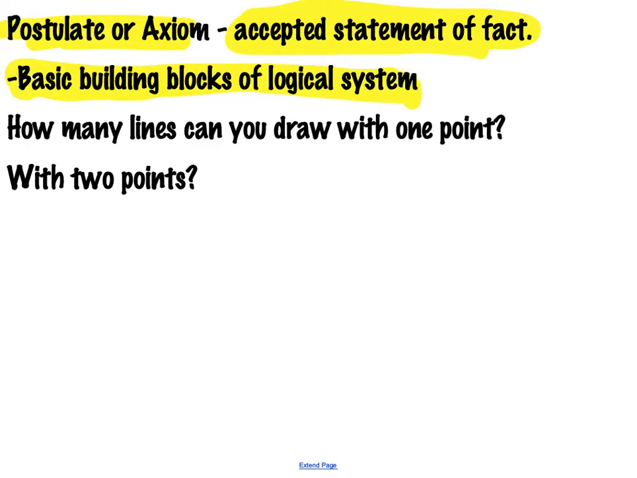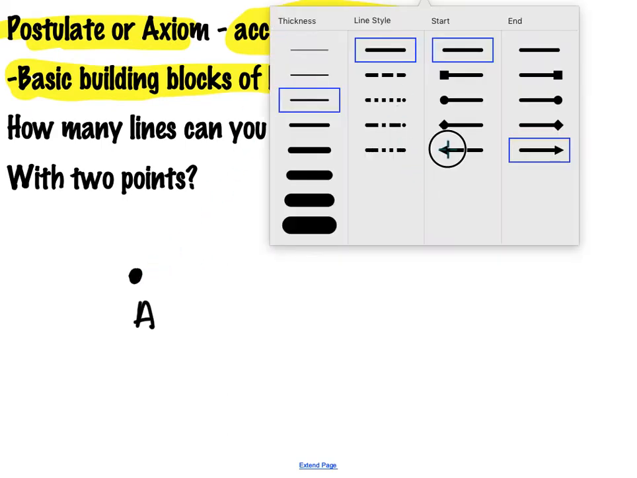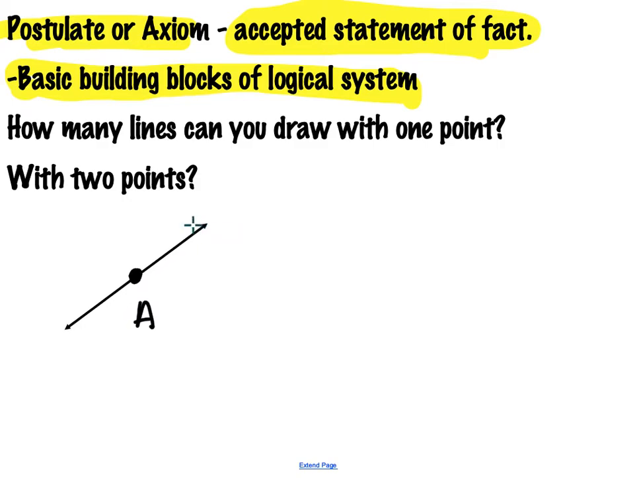Let's take a look at this example. My question here is, how many lines can you draw with 1 point? Here's 1 point. Let's call that point A. How many lines can you draw through that 1 point? You might say there are infinitely many lines you can draw through that 1 point. I can go this way, this way, this way, this way.